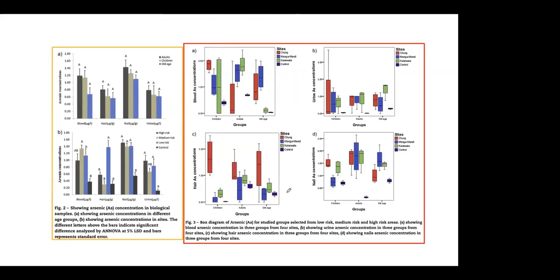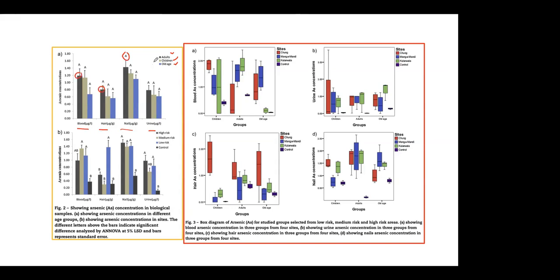We used different samples from adults, some children, and some old-age people, and we collected blood samples, nail samples, hair samples, and urine samples, and determined the arsenic concentrations. So you can see here that in adults, the concentration of arsenic in nails was higher.